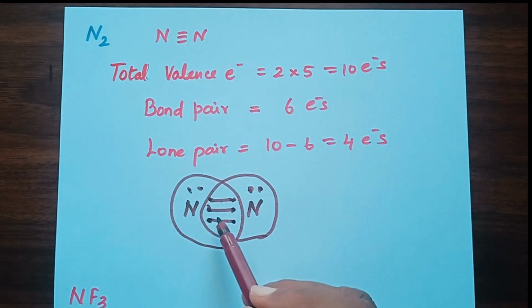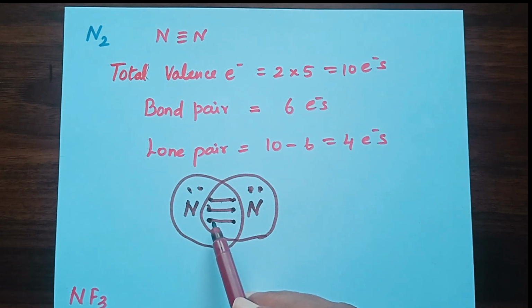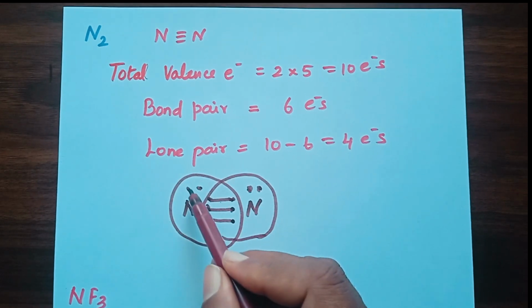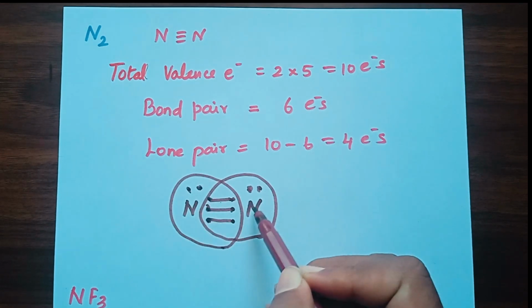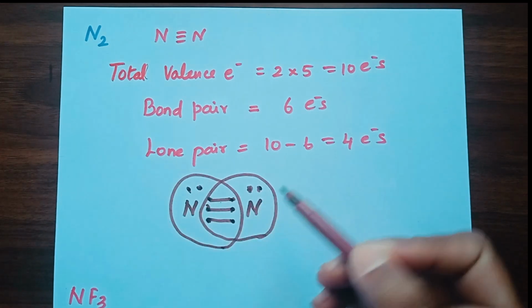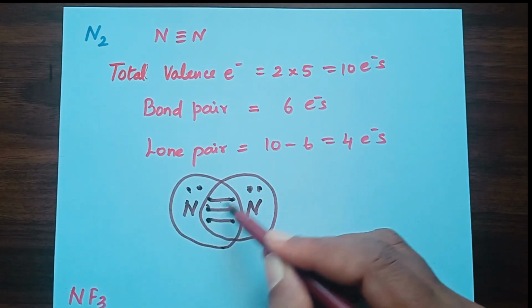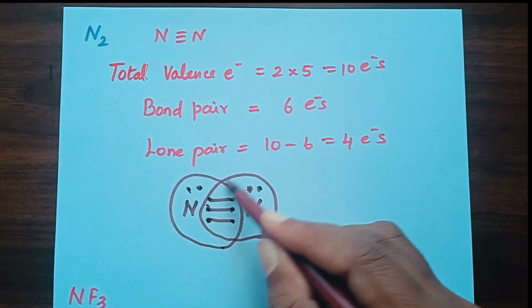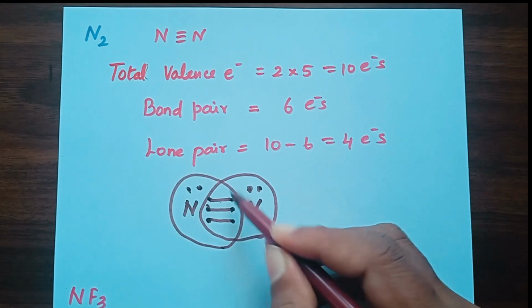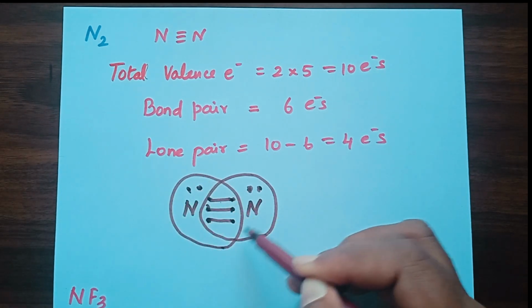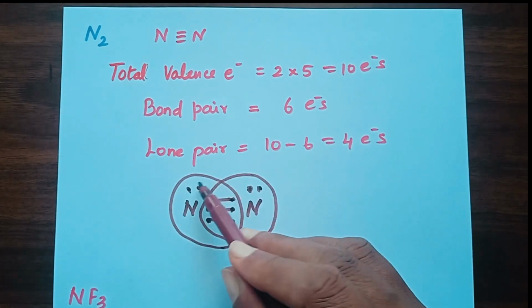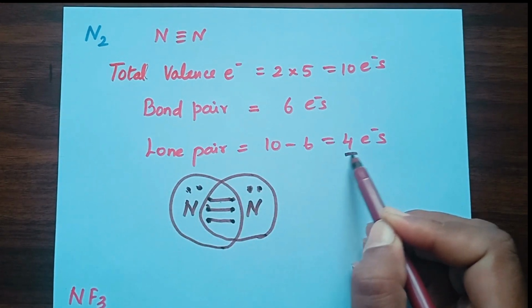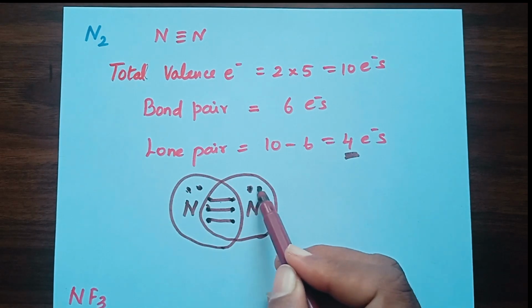Now we see how to draw the dot structure for N2. For nitrogen, we need 5 valence electrons: 1, 2, 3, 4, 5, and for this nitrogen 1, 2, 3, 4, 5. So totally 1, 2, 3, 4, 5, 6, 7, 8, the octet rule is attained for this nitrogen, and the octet rule is attained for this nitrogen. Now we count the number of lone pairs: 1, 2, 3, 4. So there are 4 lone pair electrons in N2.